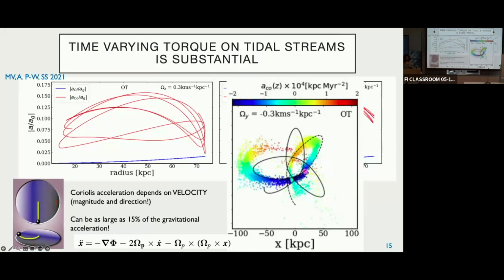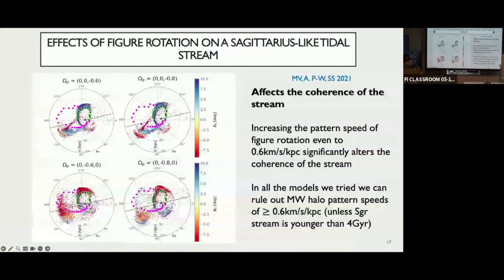Okay, so in the paper that Adrian and I wrote, we weren't really trying to fit the Sagittarius stream, but we looked at various different types of halos and tried to look at how figure rotation affected them. There are many different tests in it, but the bottom line I'd like you to go away with is that we were able to show that if you had figure rotation of about twice that median value, so the median value is like 0.3 kilometers a second per kiloparsec.